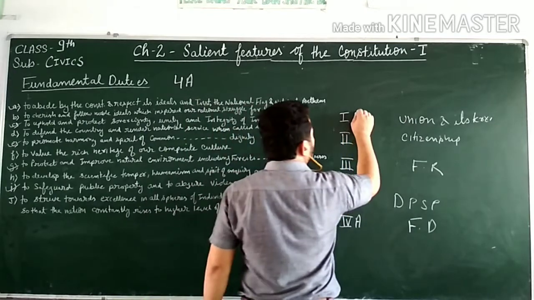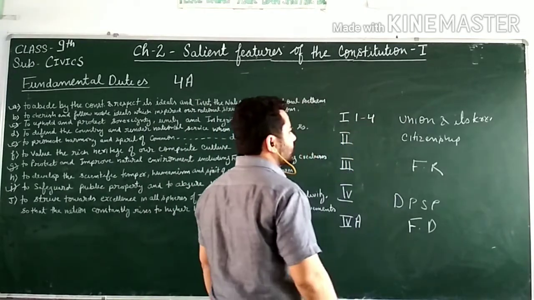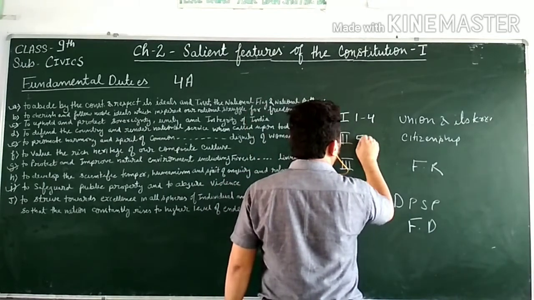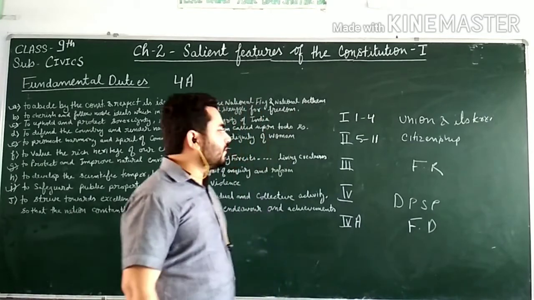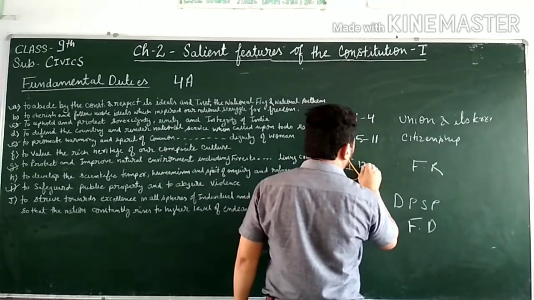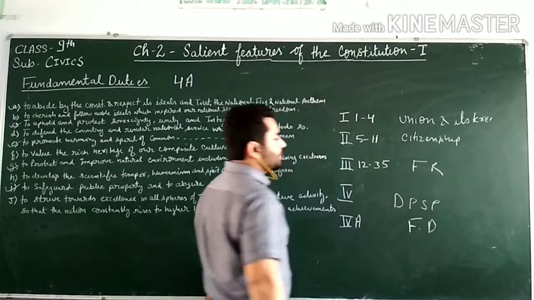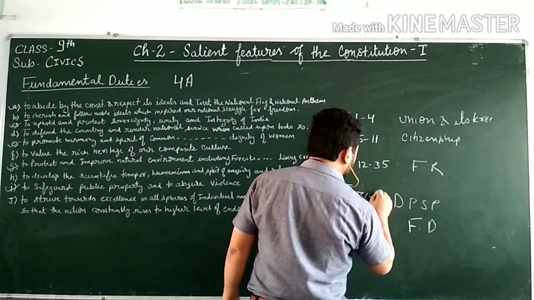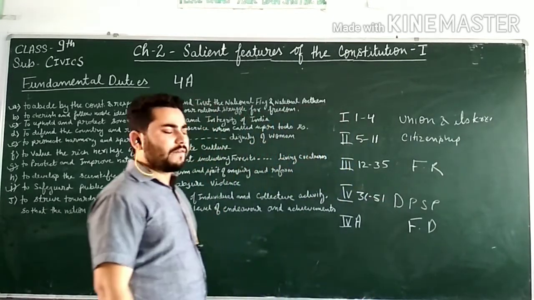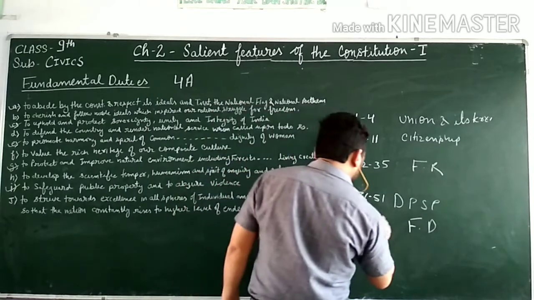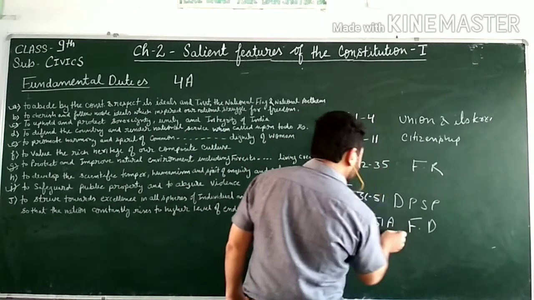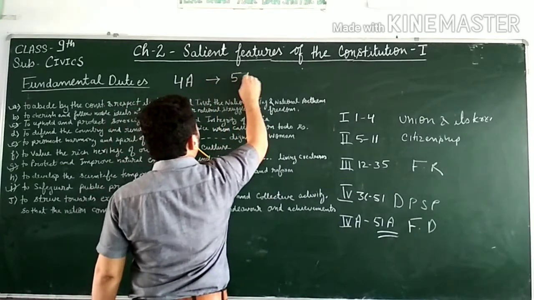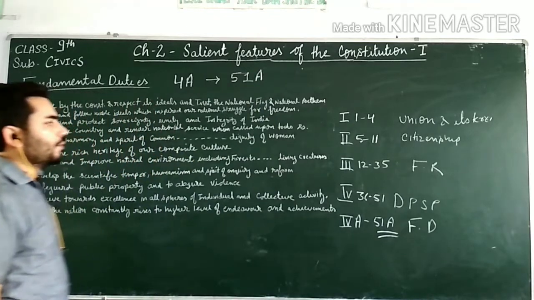So article 1 to 4 deals with union and its territories, and then article number 5 to 11 deals with citizenship, and article number 12 to 35 deals with fundamental rights, and article number 36 to 51 deals with directive principles of state policy, and article 51A deals with fundamental duties. So it is article 51A, fundamental duty.